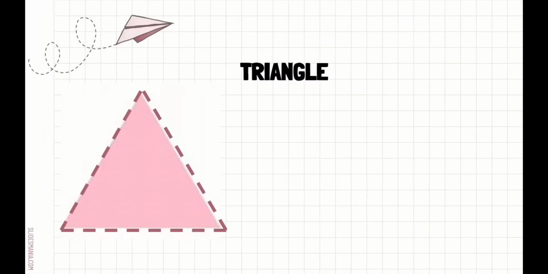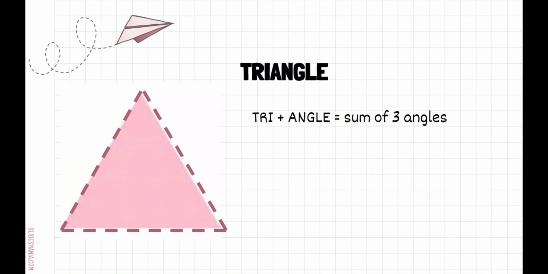Triangle. A triangle is a 3-sided, 2-dimensional closed structure. It is a polygon with 3 corners. As you can see, tri plus angle: tri means 3, and angle is angle, so a figure with 3 angles is called a triangle.